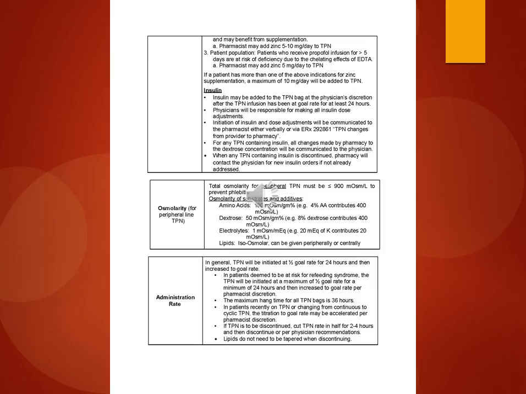Administration rate. In general, TPN will be initiated at 1/2 goal rate for 24 hours and then increased to goal rate. In patients deemed to be at risk for refeeding syndrome, the TPN will be initiated at a maximum of 1/2 goal rate for a minimum of 24 hours and then increased to goal rate per pharmacist discretion. The maximum hang time for all TPN bags is 36 hours. In patients recently on TPN or changing from continuous to cyclic TPN, the duration to goal rate may be accelerated per pharmacist discretion. If TPN is to be discontinued, cut TPN rate in half for 2 to 4 hours and then discontinue, or per physician recommendations. Lipids do not need to be tapered when discontinuing.